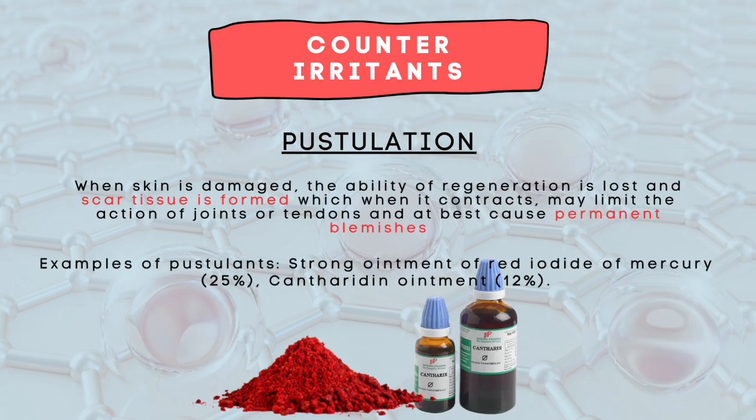Third and last, we have pustulation. When skin is damaged, the ability of regeneration is lost and scar tissue is formed, which, when it contracts, may limit the action of joints or tendons and at best cause permanent blemishes. Examples of pustulants are 25% strong ointment of red iodide of mercury and 12% cantharidin ointment.